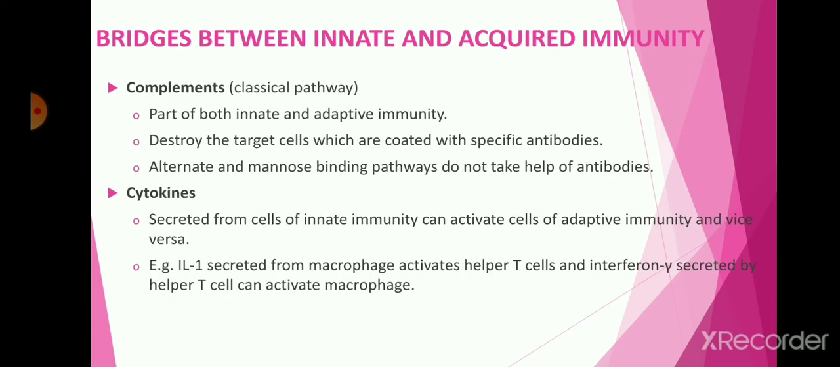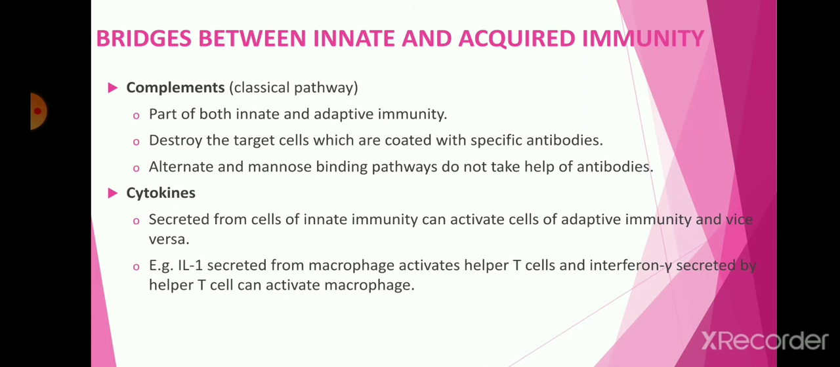Next one is the complement pathway. In the complement pathway we know that there are three main pathways, but the classical pathway is a bridge between innate and adaptive immunity. So the complement pathway is part of both innate and adaptive immunity. It destroys the target cell which is coated with specific antibodies.